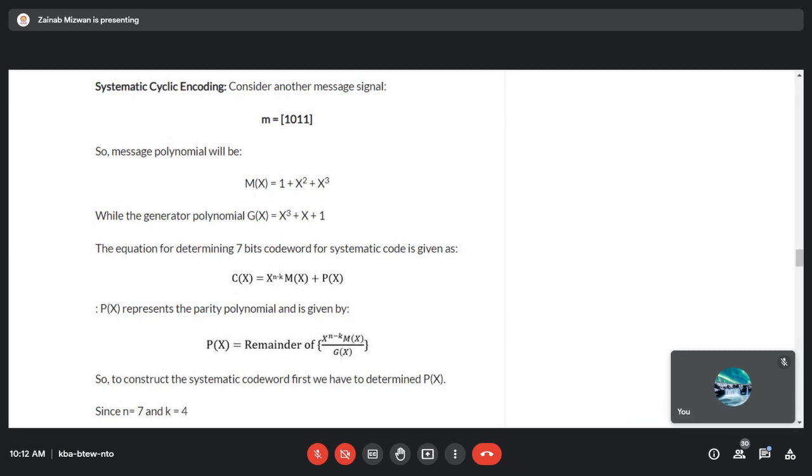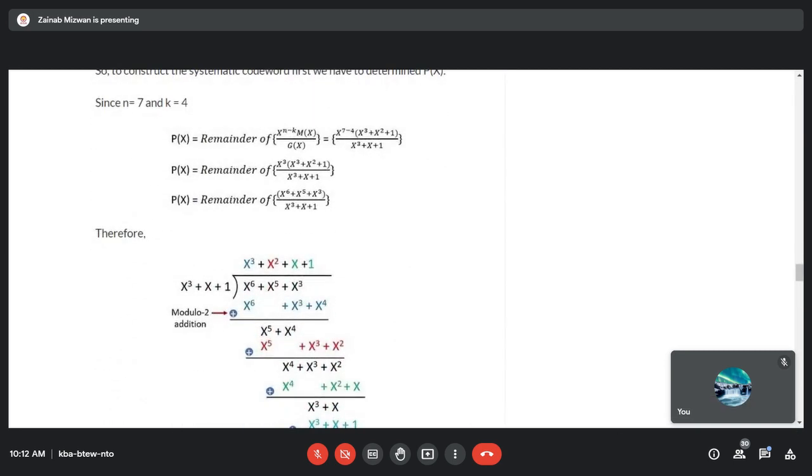So we have performed this particular multiplication: m of x into x cube. The message polynomial m of x must be multiplied by x raised to n minus k, and the value of n minus k is 3. So we multiply the message polynomial by x cube. After multiplying, we get x raised to 6 plus x raised to 5 plus x cube. This is the product which we have obtained.